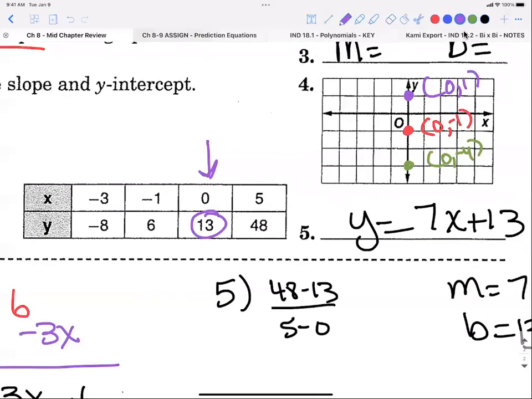It's just a shortcut. If you happen to be given the y-intercept, it's kind of like a gift. You don't have to do all the math to find it. You can just look. If you see x of a 0, you know that the y is your intercept. It has to be, because when you graph it, you don't go left or right. You just go straight up to 13. So it's your intercept. Okay, that's a shortcut. If you forget the shortcut, don't worry about it. Do it the mathy way.